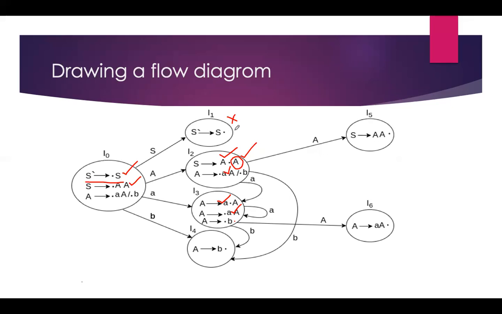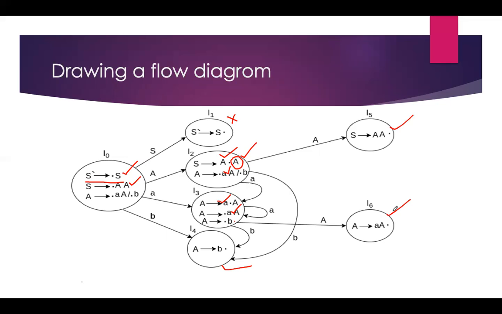This is one state, and here this is one state. After the dot nothing is there. Here this is also one state, and this is also one state. So I4, I5 and I6 we need to fill with the reduce statements.